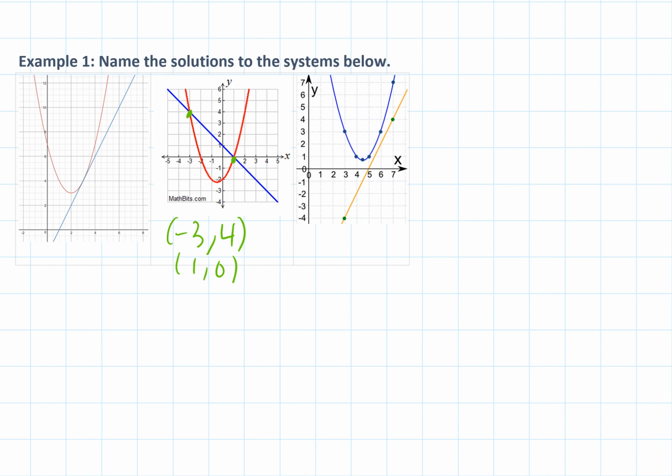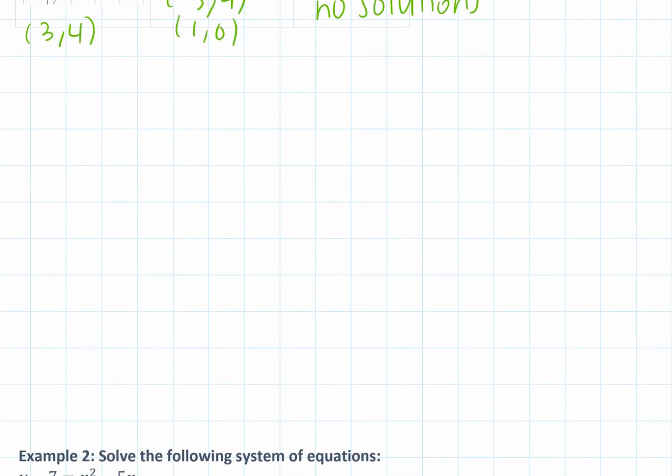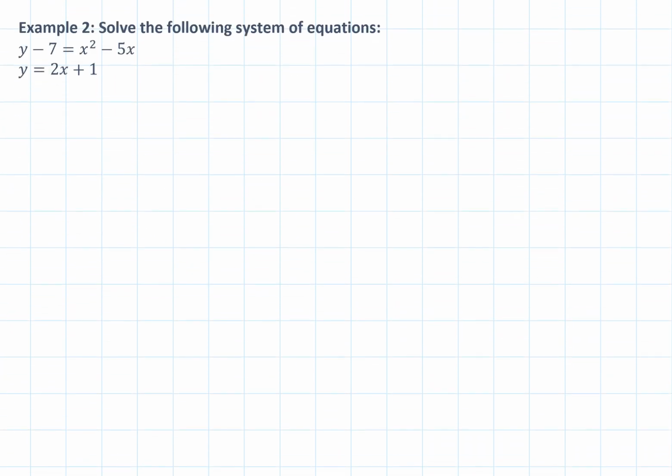This graph to the right appears to have no solutions or no points where the functions intersect. The graph all the way on the left, it looks like there's a solution right here at about the point (3, 4). So you can see when we're solving linear quadratic systems, or systems where you have one line and one parabola, there are a variety of numbers of solutions, points of intersection, that are possible. Let's take a look at our next example.